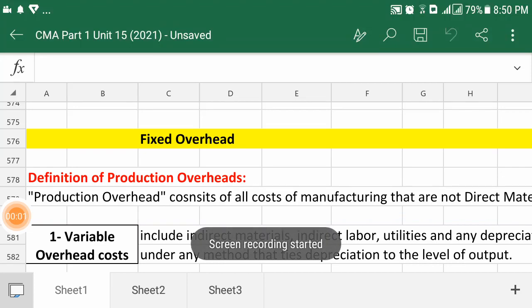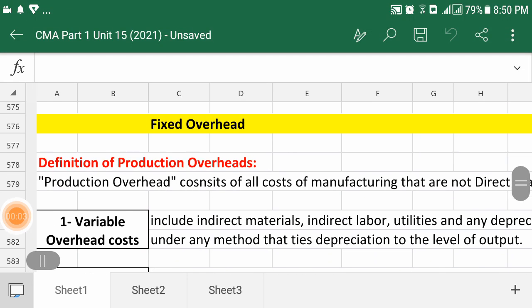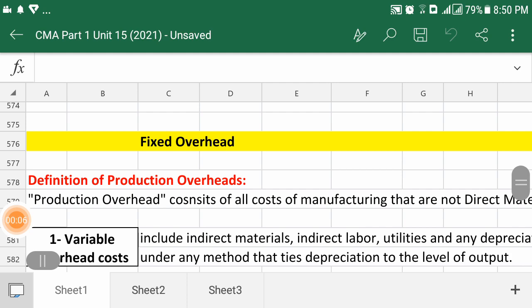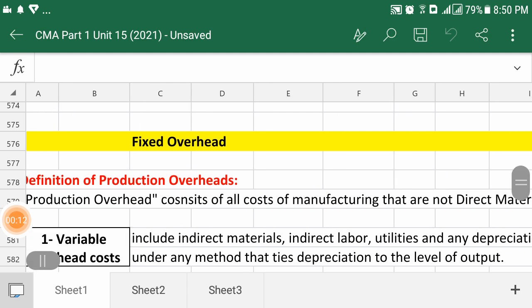Hello guys. In this video we'll talk about the fixed overhead variance, especially in the variance analysis chapter, cost variance analysis. This is USCMA Part 1, Unit 15. In Unit 15, today's topic is the fixed overhead.